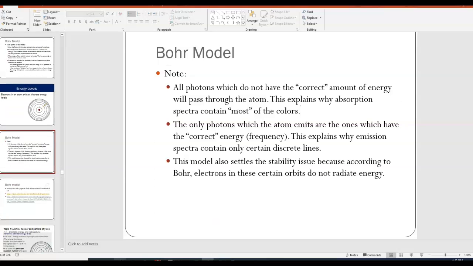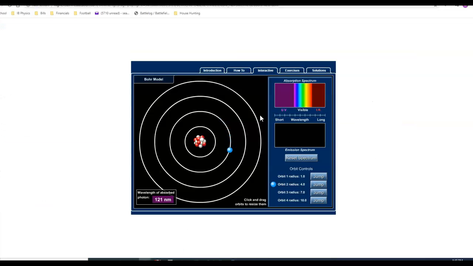Now, what does that mean? Well, let's go back to the simulation. Here we have the nucleus in the center, and this orbit right here, this lowest energy level, is the ground state. And right now we would say that the electron is excited because it is in an energy level above the ground state. In other words, when the electron goes from this second ring down to the first ring, it is going to go down in energy.